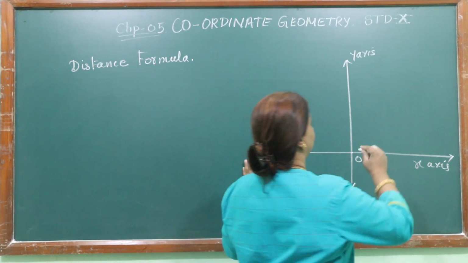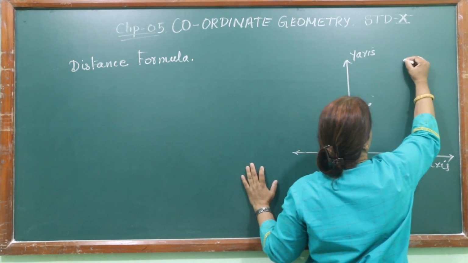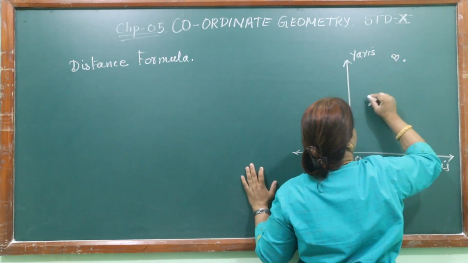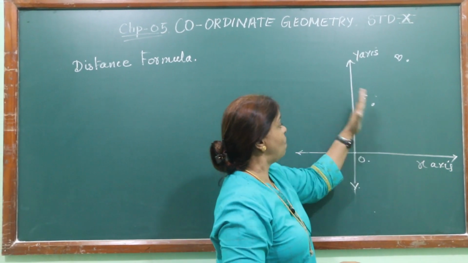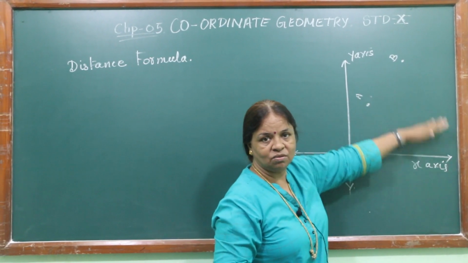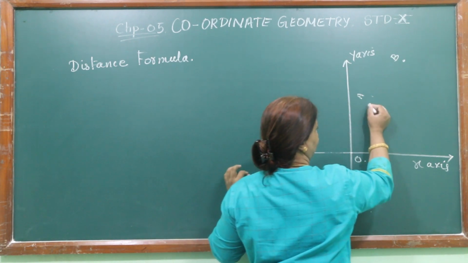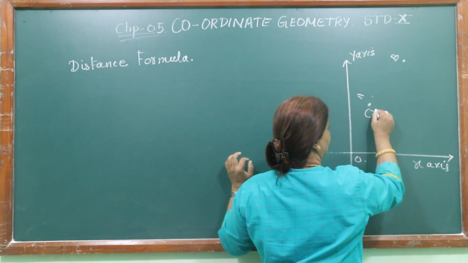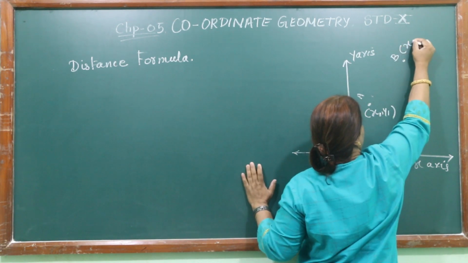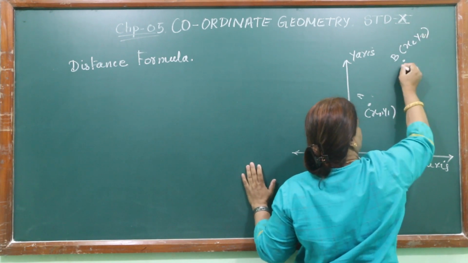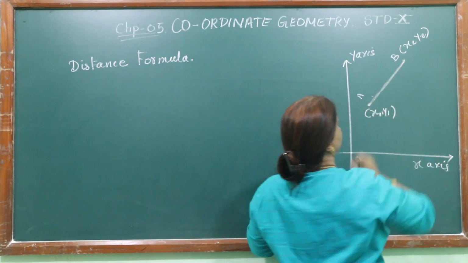Now we are taking 2 points, point A and point B, A and B. These 2 points are in the xy plane. This plane is known as the xy plane, and the coordinates are given. Point A is x1 comma y1. Point B is x2 comma y2. And if I join them, children, I need to find the distance between A and B.